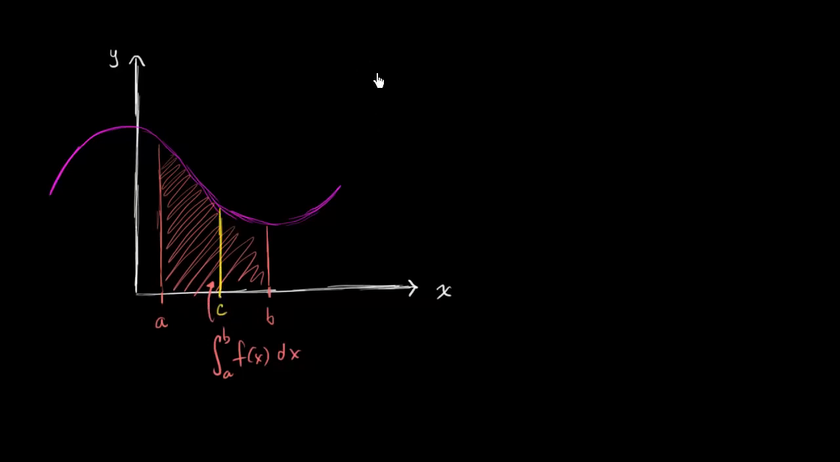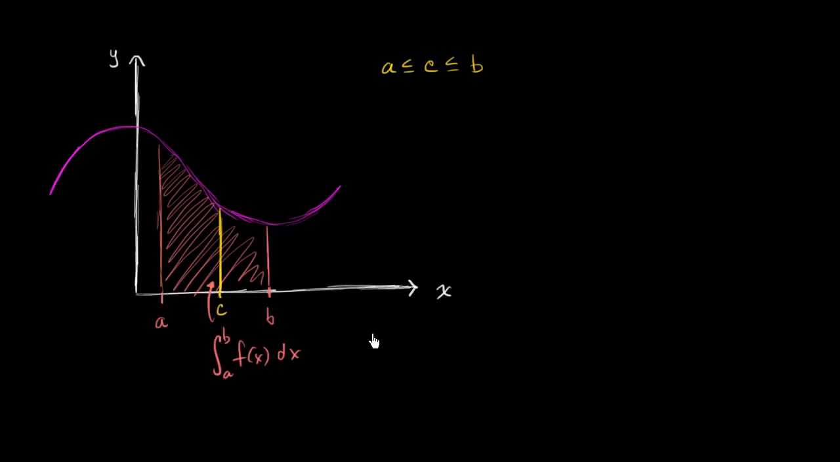So let me just introduce it right just like that. And I could write that a is less than or equal to c, which is less than or equal to b. And what I want to think about is, how does this definite integral relate to the definite integral from a to c and the definite integral from c to b? So let's think through that.